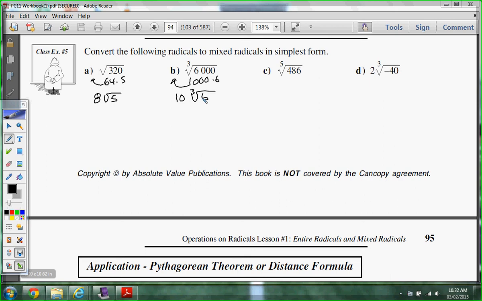Good. Connor, C. 243 times 2. Good. So this came out as a 3, so you got a little bit of a tough one there. Fifth roots aren't very common for us, but yeah, 3 fifth root 2. And again, you can check that by doing it in the calculator for both of them to make sure their values match up. And the last one, Natalie, for D. So what did you break this down to?